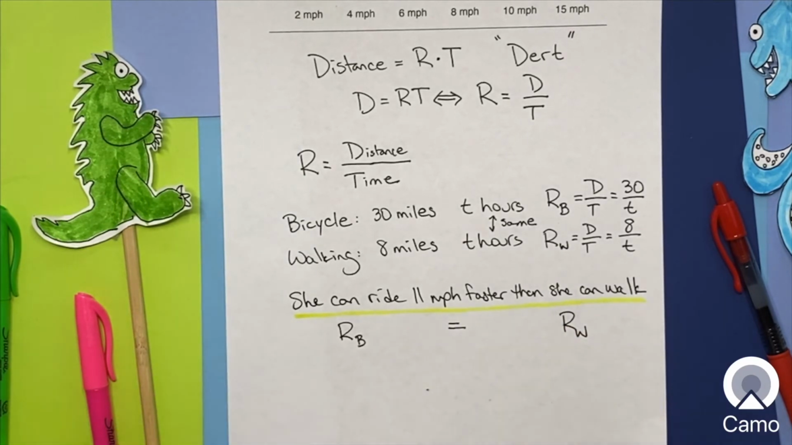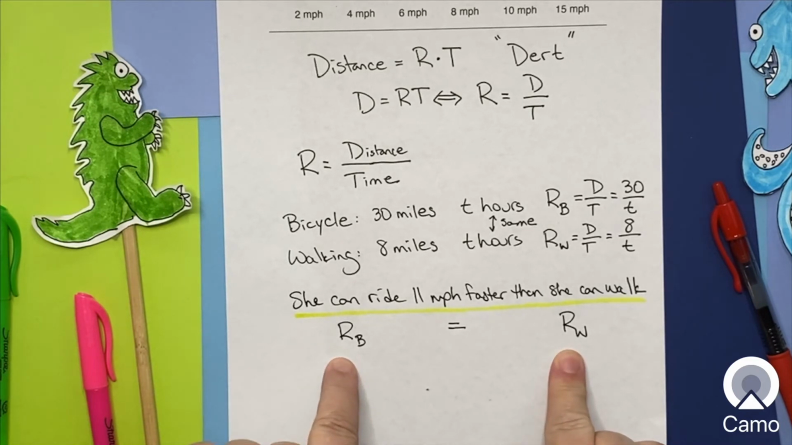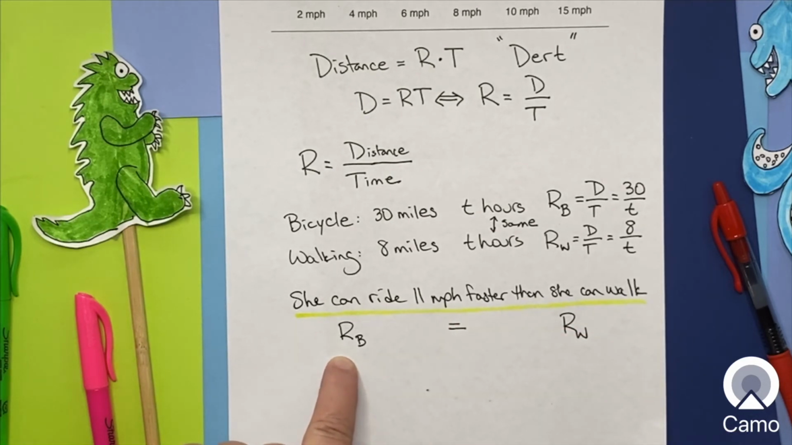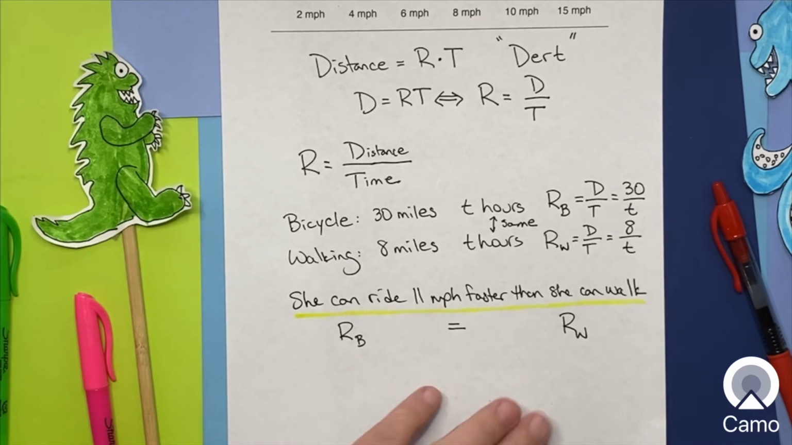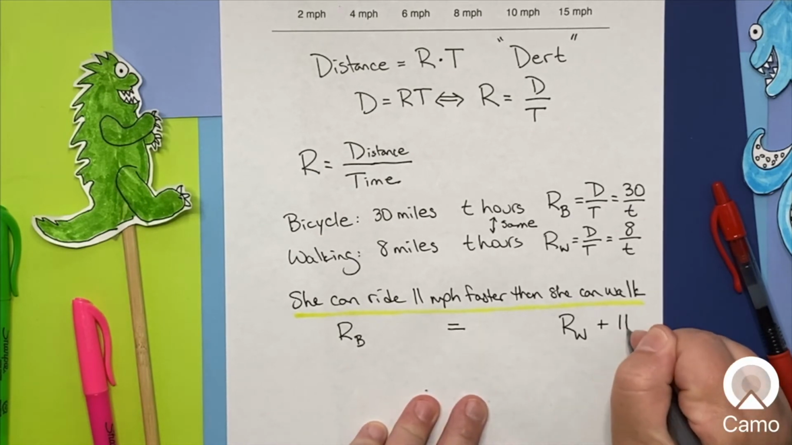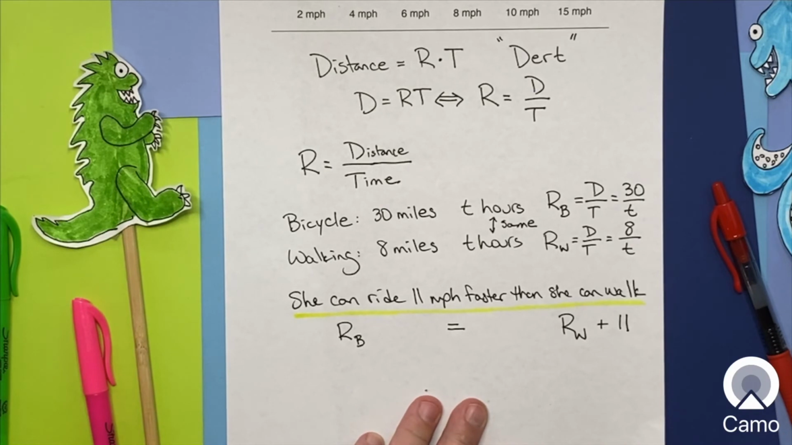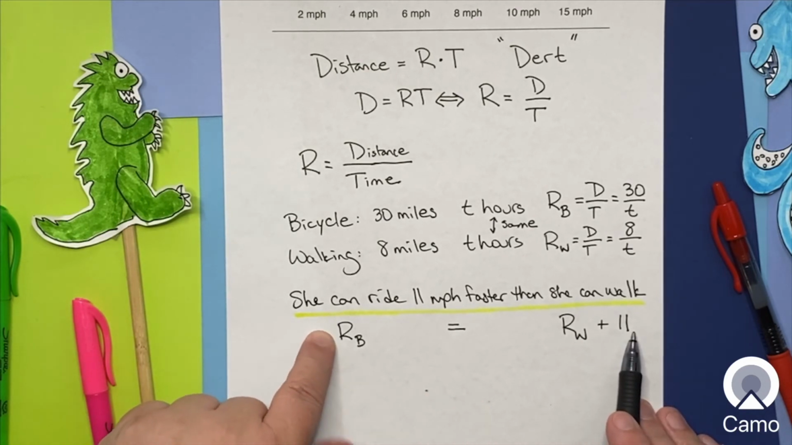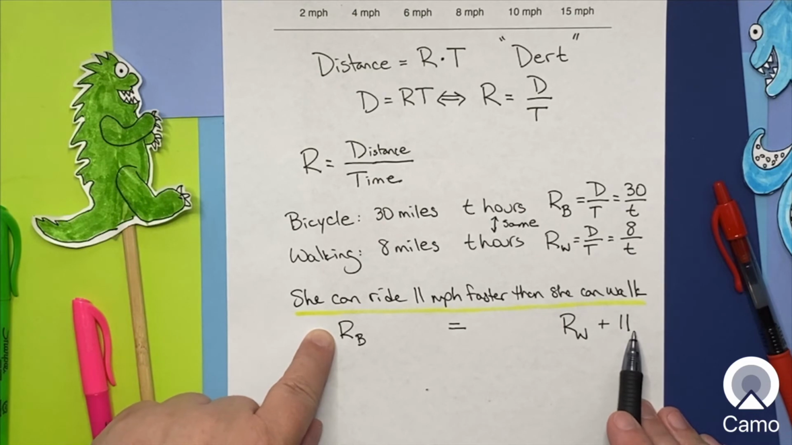Okay, so are these two rates equal? No. One of these two should be plus 11. Which one is bigger? She can ride 11 miles per hour faster than she can walk. I claim there should be a plus 11 over here. So if she's walking like 5 miles an hour, then 5 plus 11 would be 16, which is how fast she can ride her bike. So that makes sense. Okay.